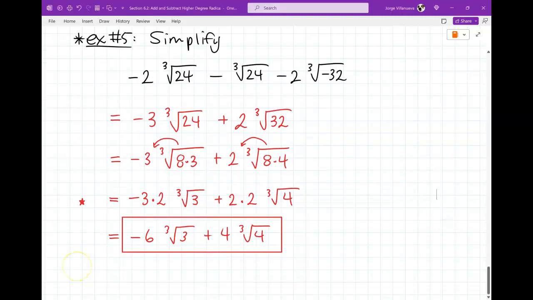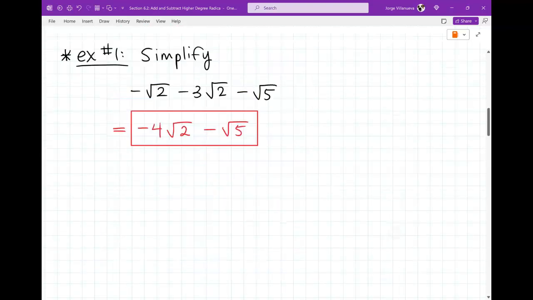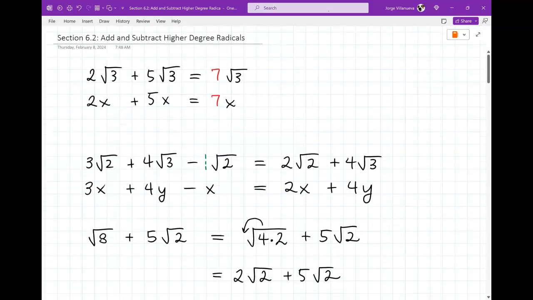And just one quick correction, guys. Notice at the very end, at the very first example I wrote, you can see it's in red. 2 plus 5 is 7.